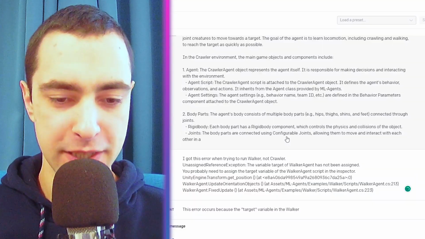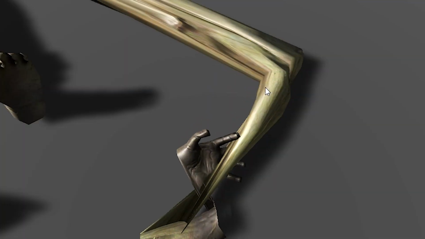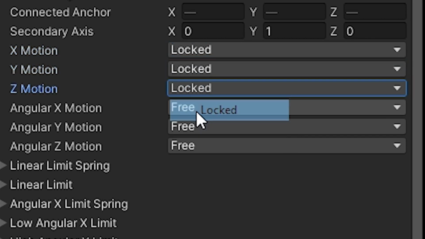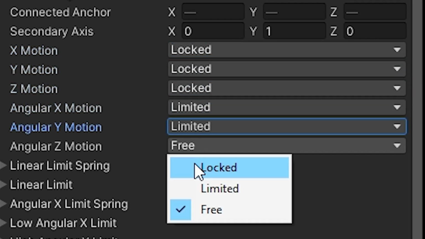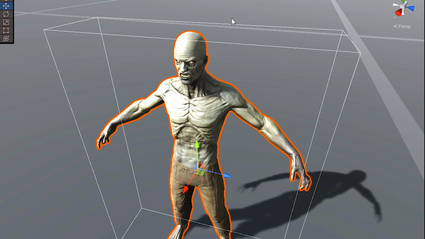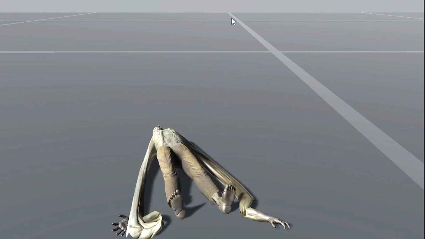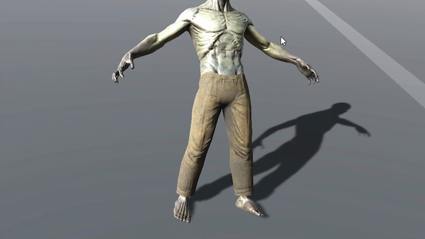First, I asked GPT-4 to fix the issue. Yeah, it still doesn't work. Then I noticed that I forgot to lock the position of the head and the limbs. Lock, limit, lock. Now the head shouldn't move. I needed to put yes! Then I locked the position of the arms as well.